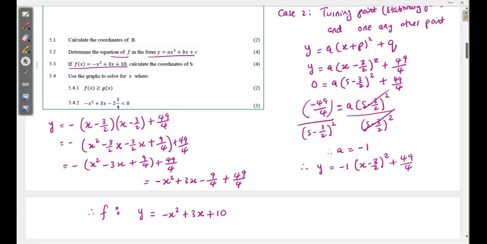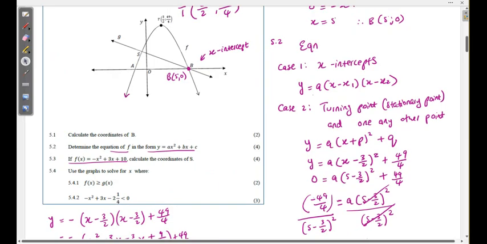Then they say calculate the coordinates of S. Now you ask yourself, what is that S? What type of point is S? I always ask myself, what type of point is this? The other one, you said it was an x-intercept. This one, what type of point is that? It's an intersection of the two graphs. So it tells you already that we need to solve simultaneously.